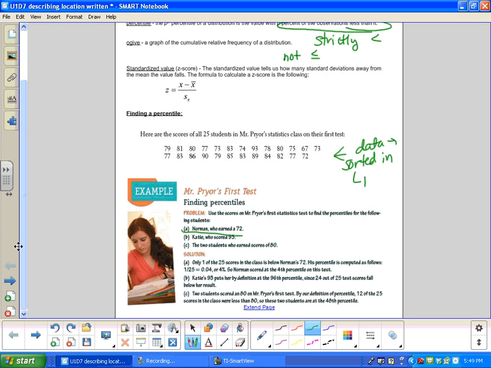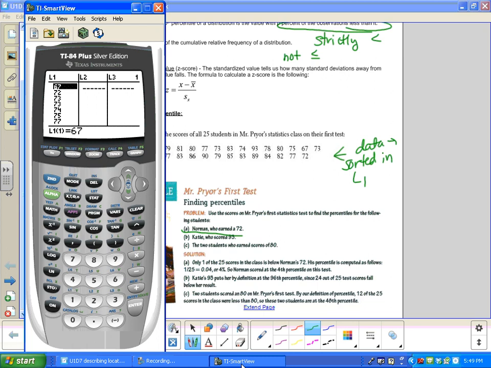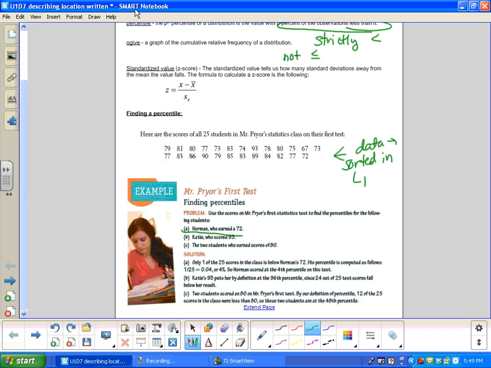So then they want to find the percentile for 93. So if I go into my list and I go, let's see where I can find 93. Oh, wow. So 93 is the highest score. So that means there are 24 scores that are lower than 93. So the percentile for Katie's 93 is going to be 24 divided by 25, which is 96%. So she's in the 96th percentile.